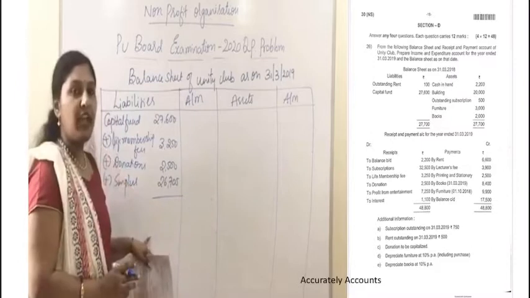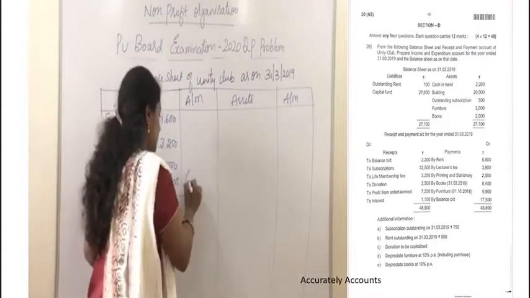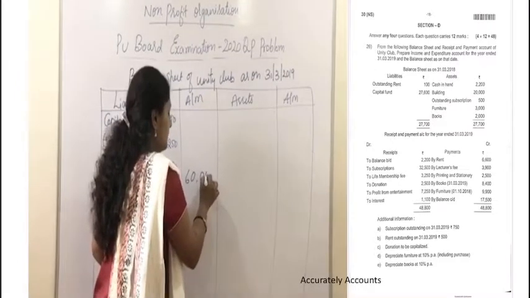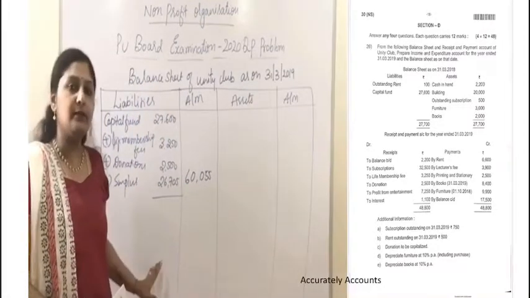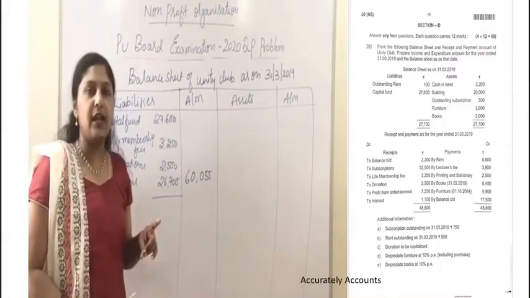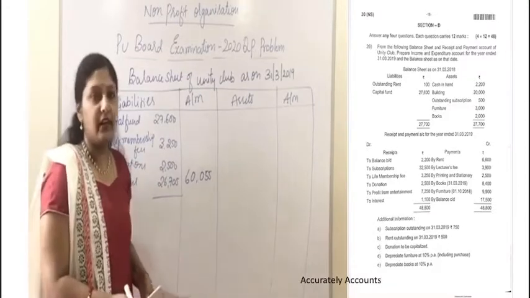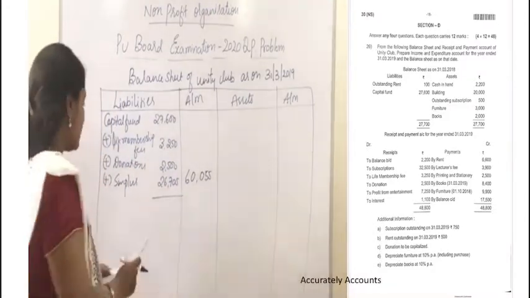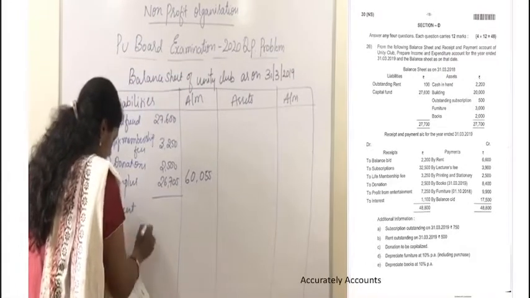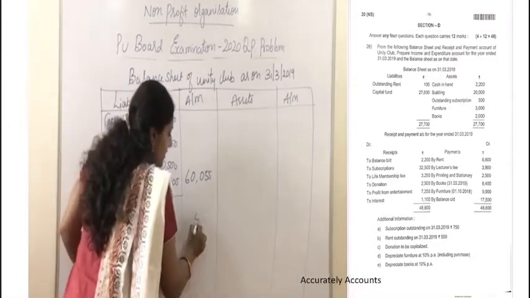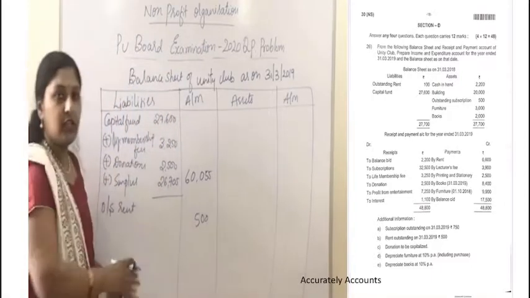If you add all this, we get the balance of capital fund. The total of capital fund is 60,055. After calculation of capital fund, according to this particular problem, we have only one current liability, that is outstanding rent. Let us record the outstanding rent value. Outstanding rent for the current year, and the balance of outstanding rent is 500. So that's all on the liability side.